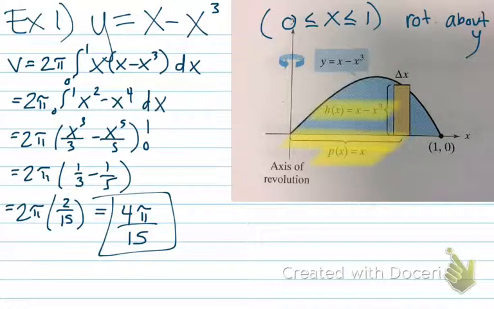So that's pretty much as hard as that problem gets. Obviously, sometimes they won't be that easy, but for this example at least, sometimes it's nice to be able to use the shell method just because you're able to run it parallel. Those boxes run parallel to the axis of rotation. Let's look at example 2.